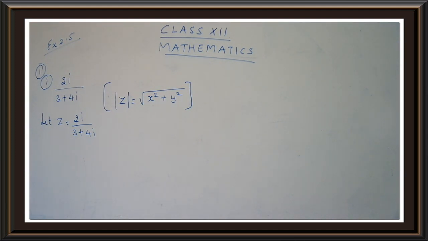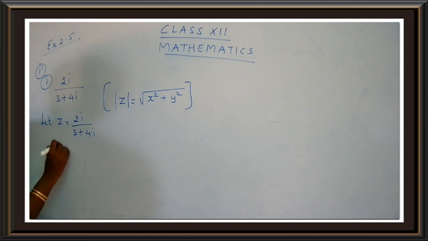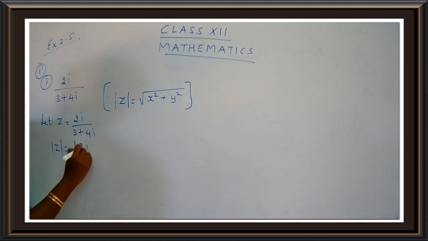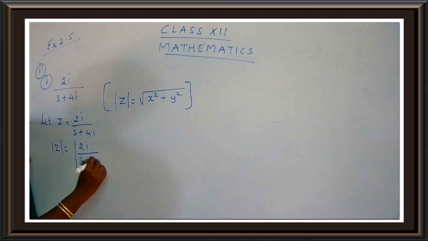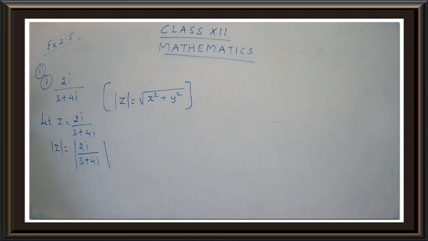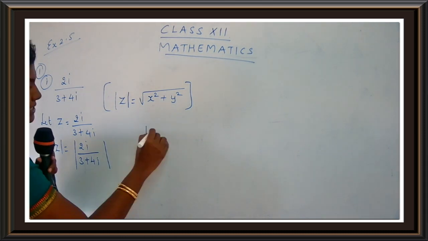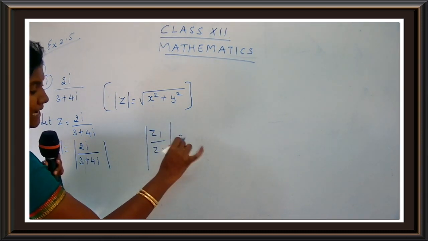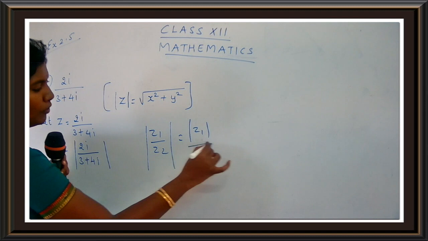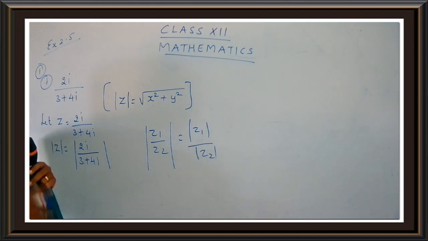Okay, now what are we going to do? We are going to find modulus z. So put here modulus z is equal to modulus 2i upon 3 plus 4i. We have seen a property, children. If modulus z1 upon z2, you can write it as modulus z1 upon modulus z2. I told you, children, we'll be using the properties for the exercise sums. So we have to apply the properties for the problem.